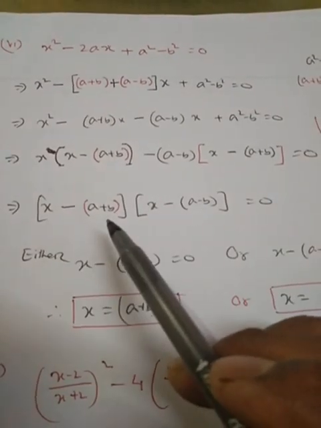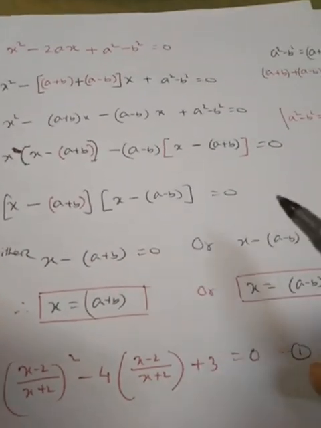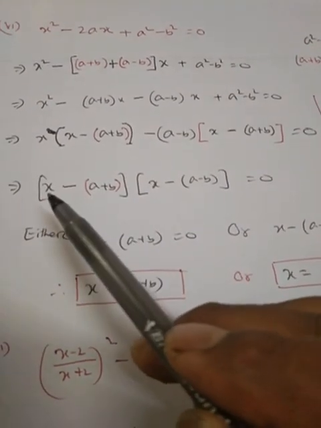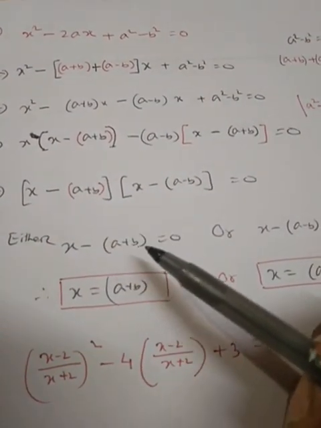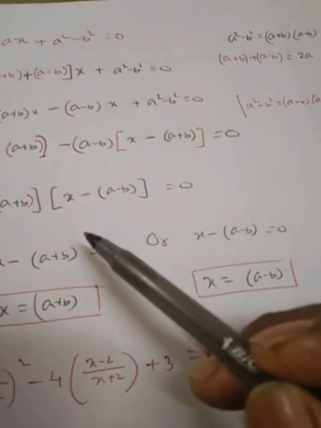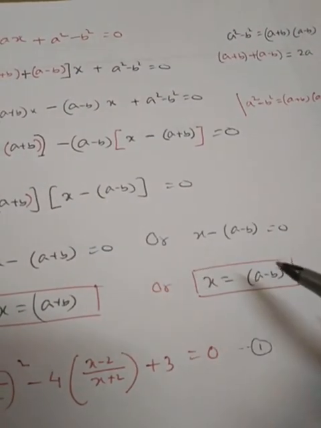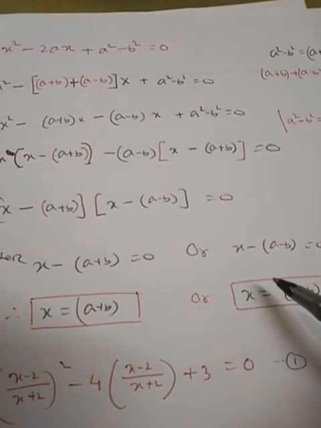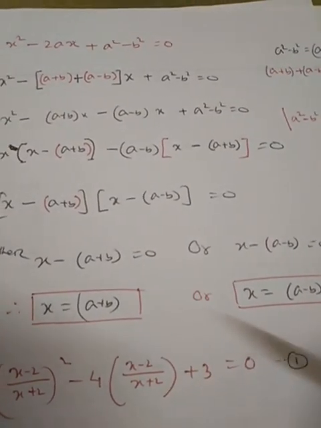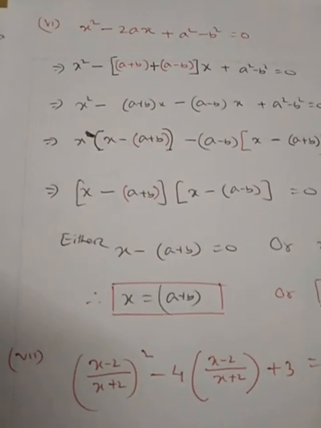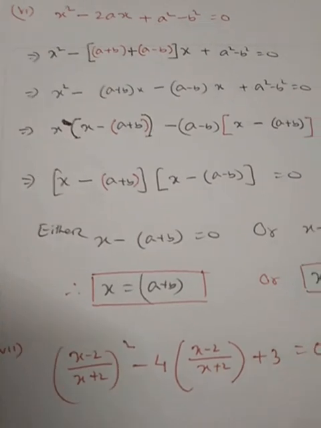So either this is equal to 0 or this second part is 0. From the first part we will get x equal to a plus b, and from the second part we will get x equal to a minus b. So these will be the two answers.